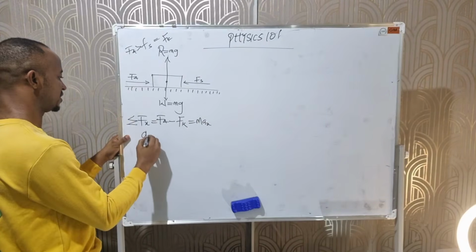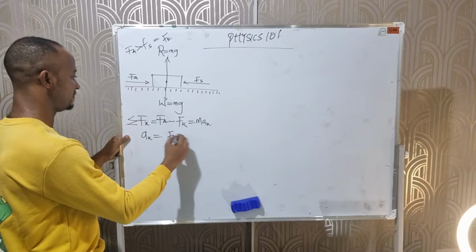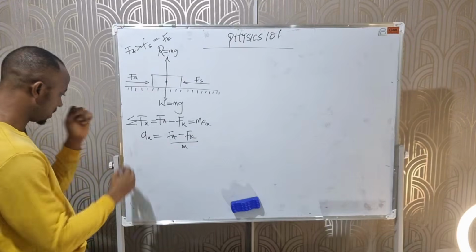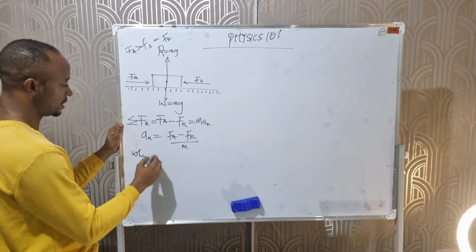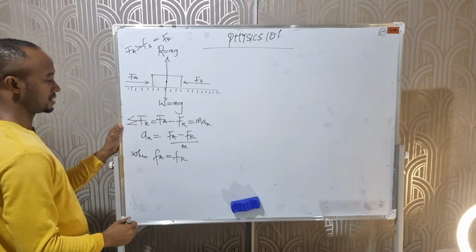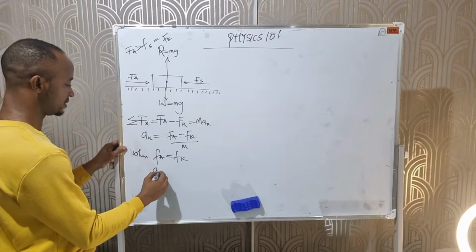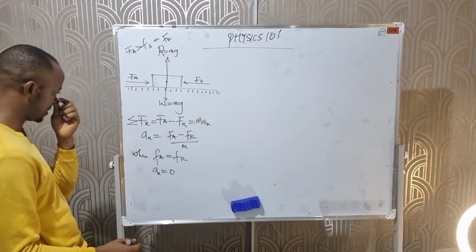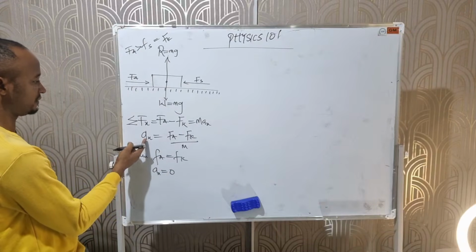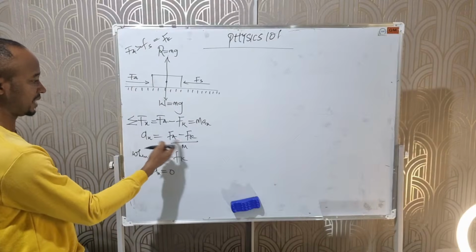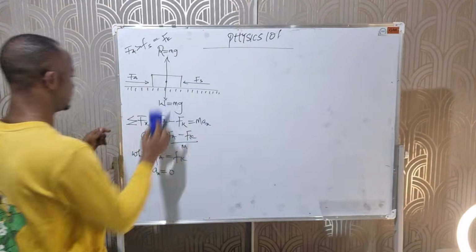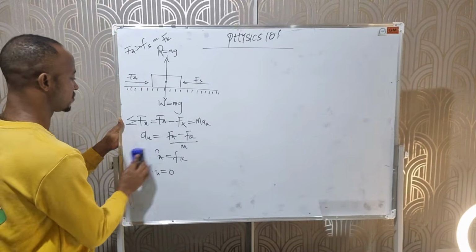Then we say that the acceleration of the body is simply (Fa minus Fk) over m. But when the applied force is equal to Fk, that means our acceleration is 0. So from here we can put the value of a as 0. That means at the end of the day we have Fa equals Fk.